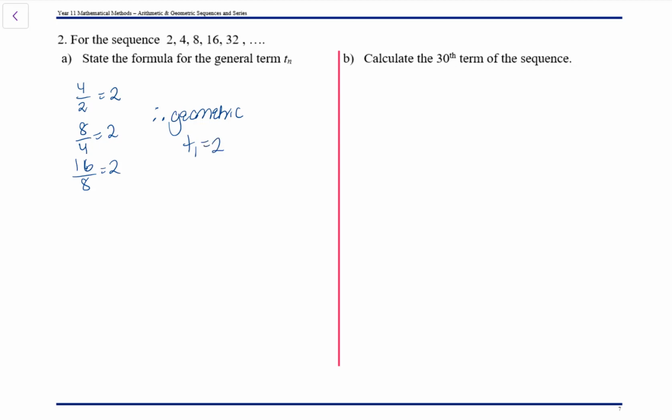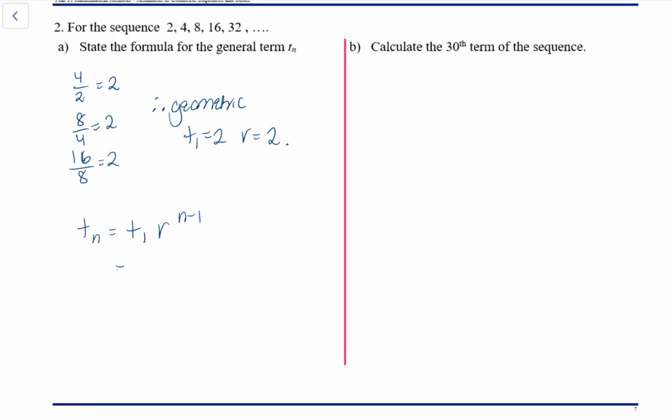T1 is equal to 2 and my common ratio is 2. So T of n is going to be T of 1 multiplied by r to the n minus 1. So T of 1 is 2 times my common ratio of 2 to the n minus 1. Okay, so that's my general term.